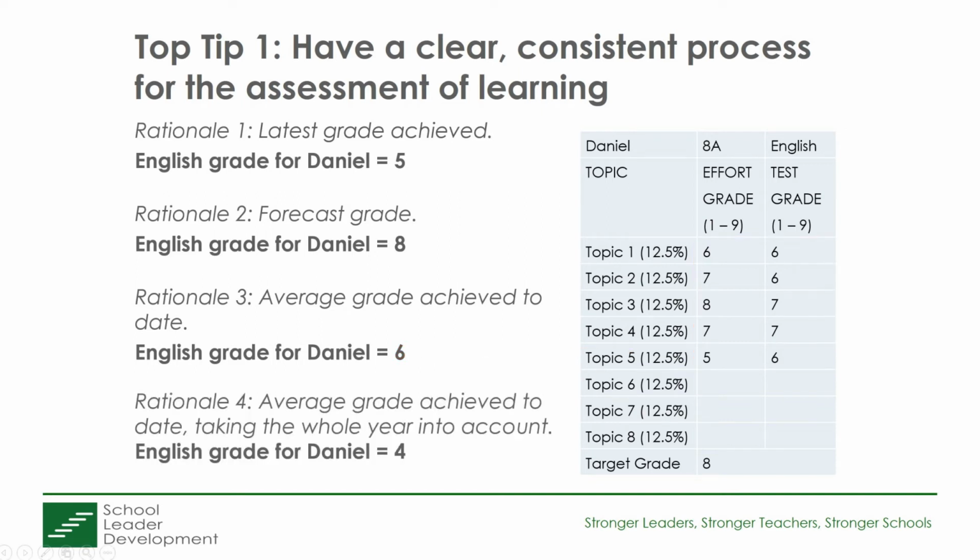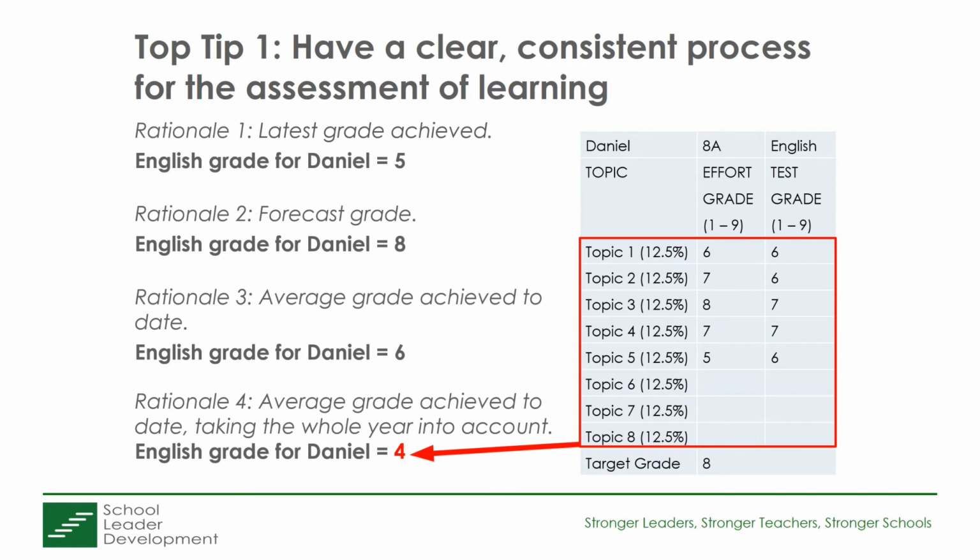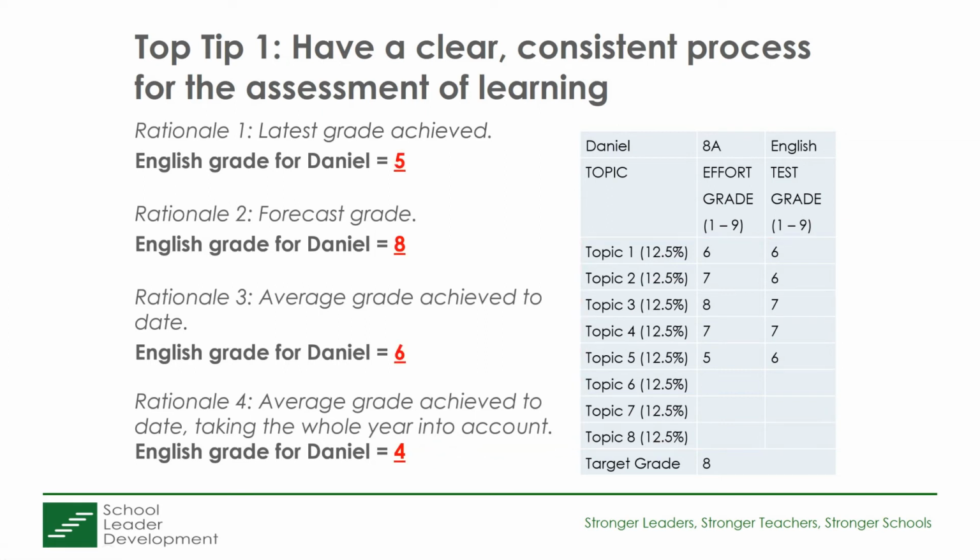Rationale 4, average grade to date, taking the whole year into account. So the total of all topic grades Daniel scored so far is 33. Total of all test grades Daniel scored so far over the year is 34. Gives us an average of 33.5, divided by 8 for all of the topics in the year that are going to be covered gives us an average score of 4.2. So the English grade, based on his average grade taking the whole year into account for Daniel submitted by the teacher, is a 4. Which is accurate, which is right.